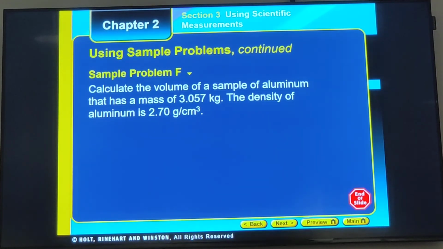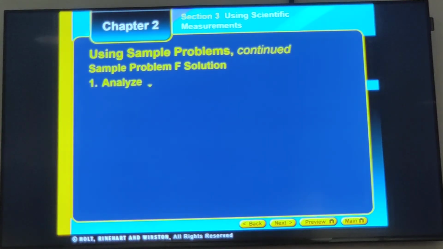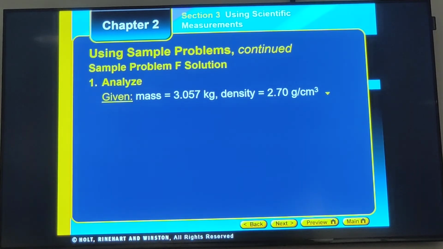Two different units. I have kilograms and grams. So we've already identified a potential problem right there. Okay, so the first thing I'll do is analyze it. Analyzing it means just listing what's given. Remember, to show your work, you have to list what's given.